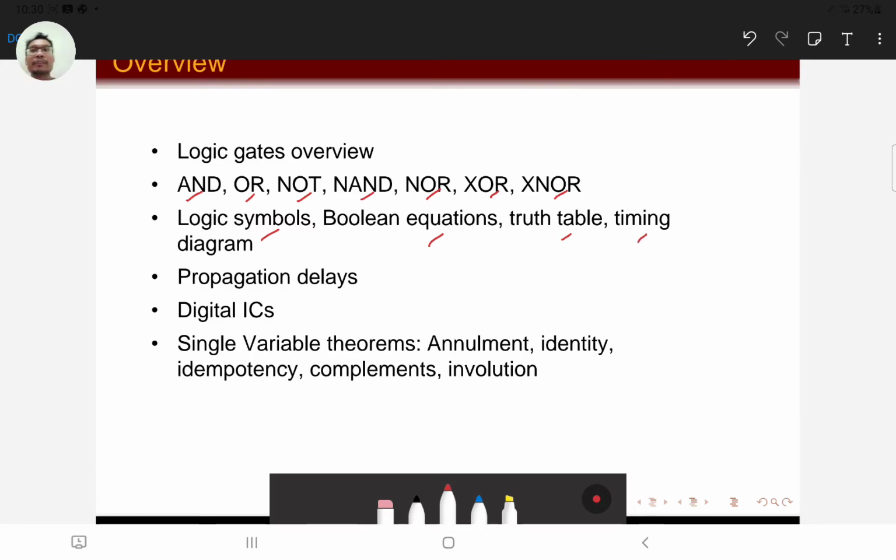And we're also going to look briefly at what is meant by propagation delays in logic gates, some examples of digital ICs, and also for this week we're going to cover one subtopic in Boolean algebra, which is the single variable theorems. Specifically, we're going to look at the annulment, identity, idempotency, complements, and involution.